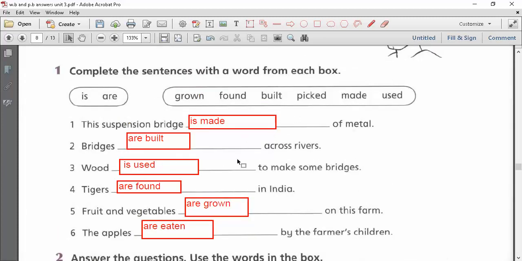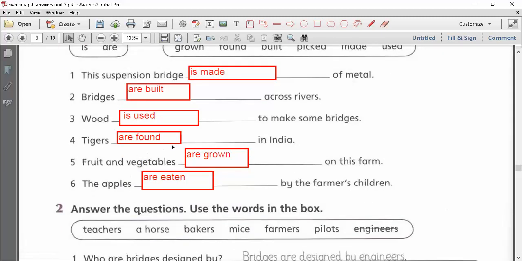Here we will talk about the passive. This question is a passive question. The suspension bridge is made of metal. Bridges are built across rivers. Wood is used to make some bridges. Tigers are found. Here, in the exam, I will put the verbs between brackets and you will change the verb to the correct verb.